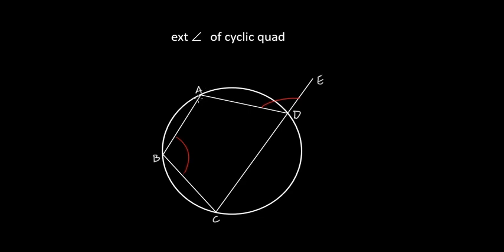Even if we extended, let's say we extended a line this way, then this angle would have been the same as this one over here. If we extended this way, then this angle would have been the same as this angle over here. That's the exterior angle of a cyclic quad.